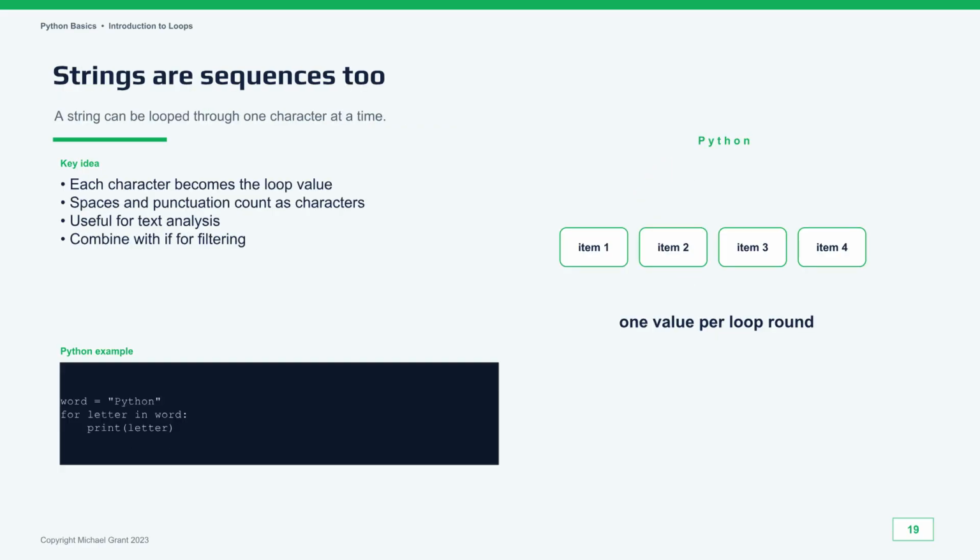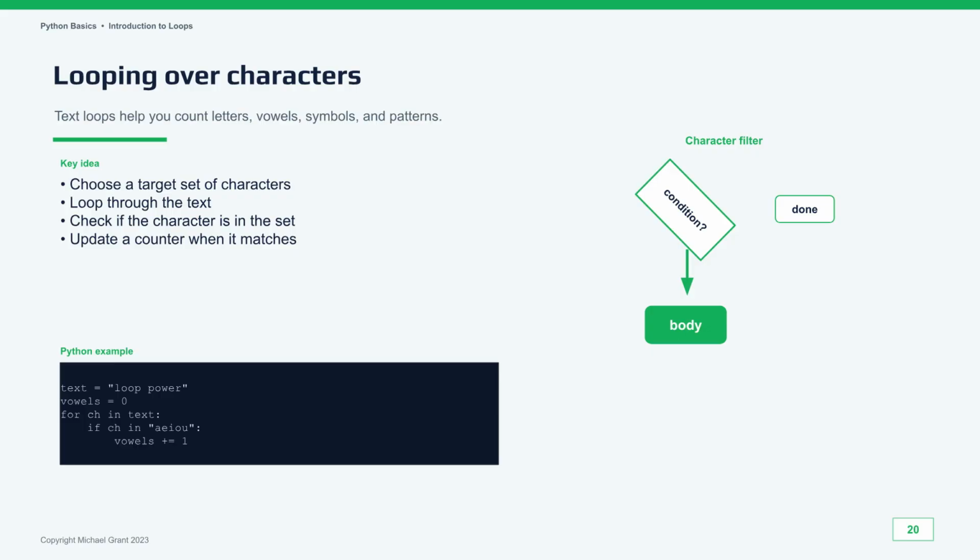Remember that strings are sequences too. You can loop through them one character at a time. This is very useful for text analysis, such as counting how many times a particular letter or punctuation mark appears in a piece of text. By combining loops with conditional if statements, you can create character filters. This allows you to process specific parts of a string, like counting vowels while ignoring consonants, which is a great exercise for beginner programmers.